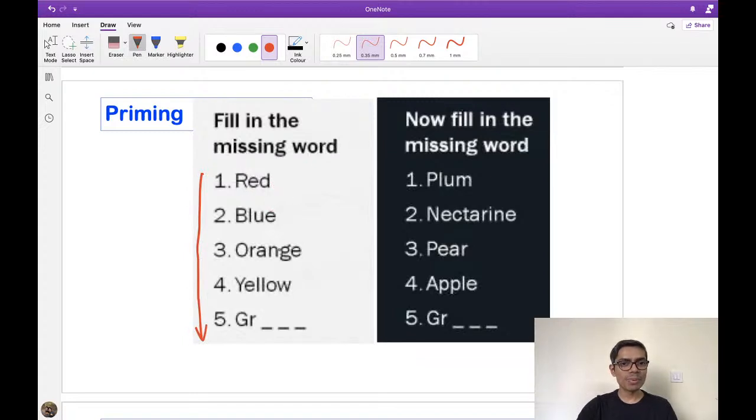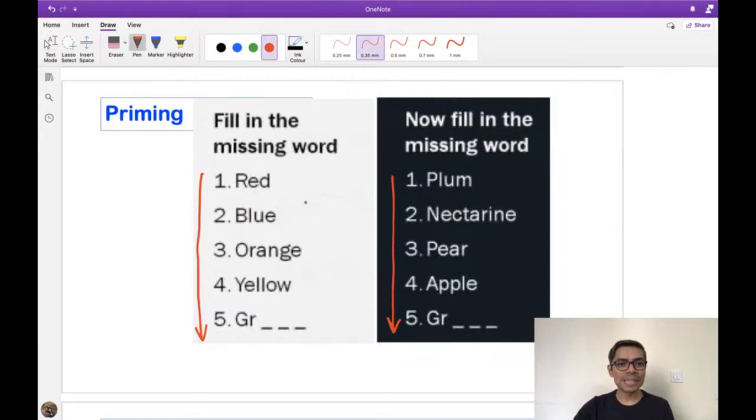Red, blue, orange, yellow. What is the answer here? Tell me the answer. And look here, give me the answer: plum, nectarine, pear, apple. What is the answer here? Give the answer to this quiz. What is in front of you? Red, blue, orange, yellow. Okay.